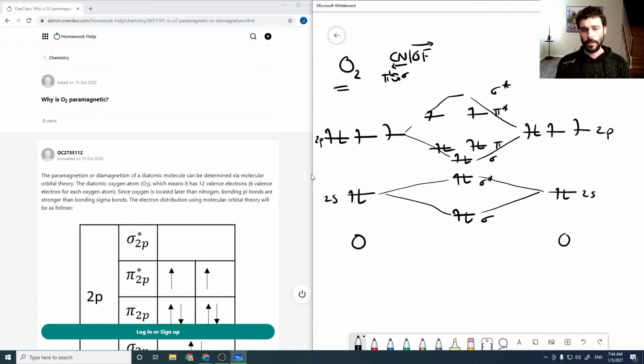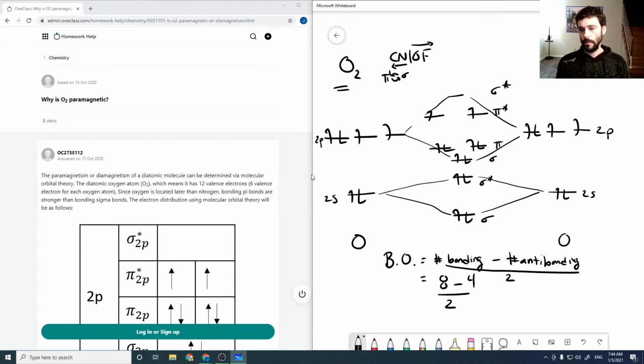And so our bond order for oxygen is our number of bonding minus our number of antibonding. And this isn't really relevant to the question, but I'm doing it anyway. So our bonding is 2, 4, 6, 8. And our antibonding is 2, 3, 4. And this is all over 2, which is equal to 4 over 2, which equals 2. So it's a double bond for oxygen, as we already know. So that's good.